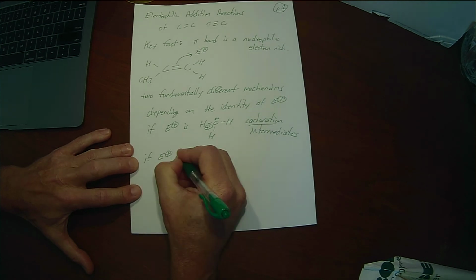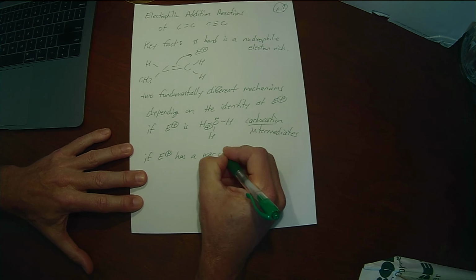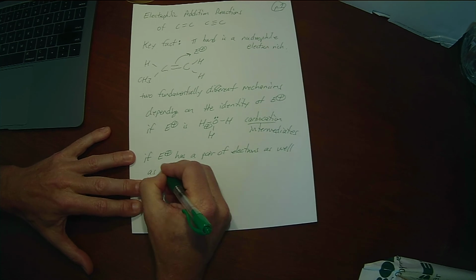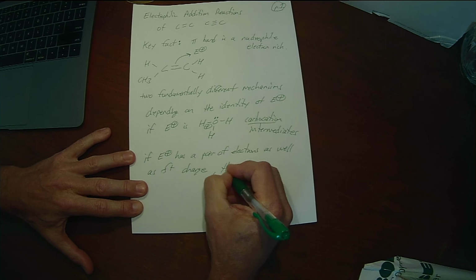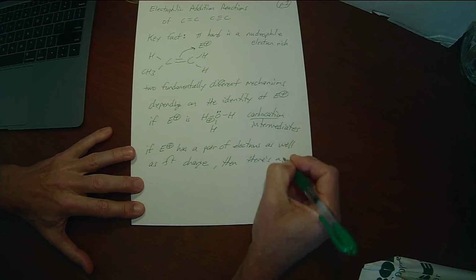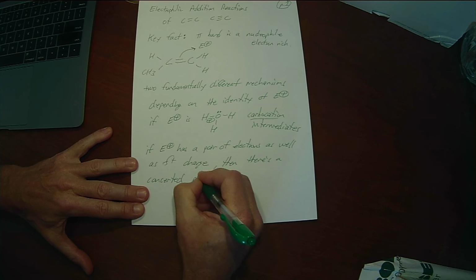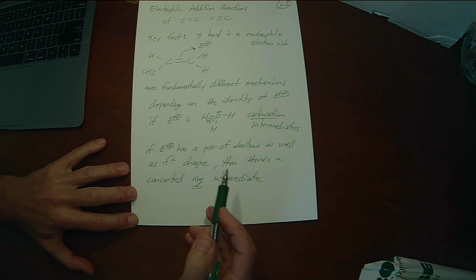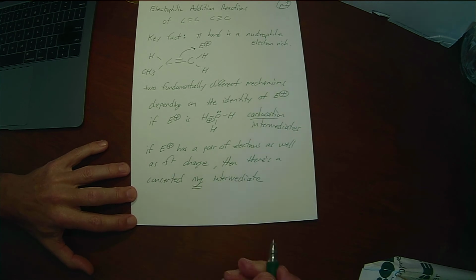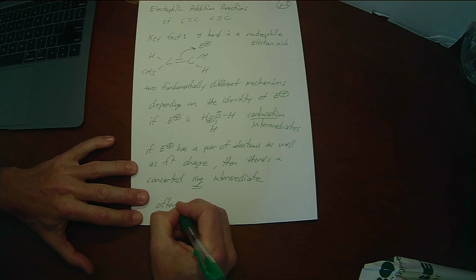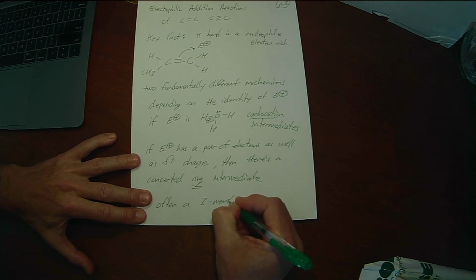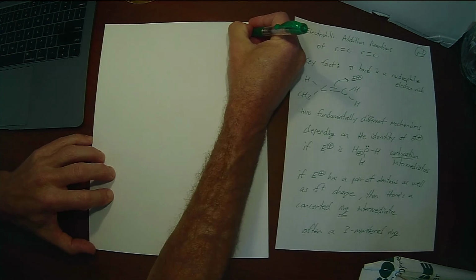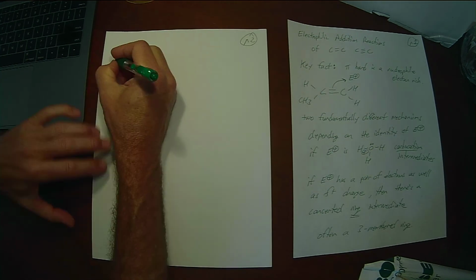If the electrophile has a pair of electrons on it as well, as a partial positive, then there's a concerted reaction with a ring intermediate. The lone pair of electrons is going to attack one end of the pi bond at the same time as the pi bond is attacking. And it's often a three-membered ring. So you'll see a lot of different electrophiles, but there's a tendency for those electrophiles to all go through the same three-membered ring.